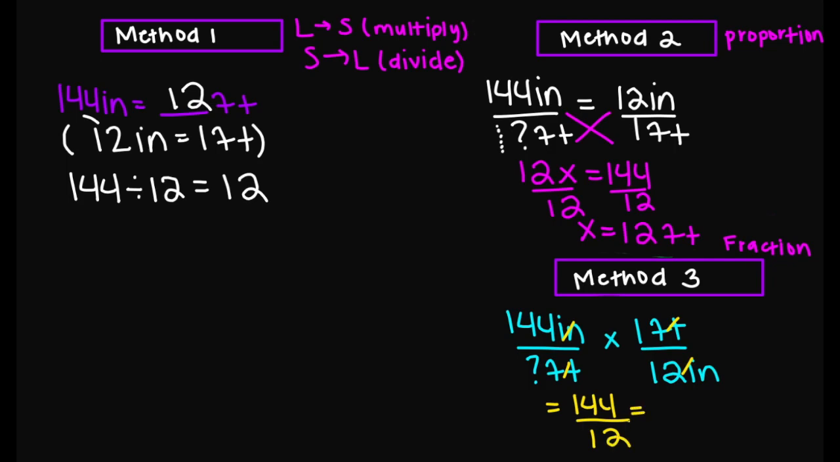So 144 divided by 12 again is also going to give you 12. And your missing unit here is feet, so you're going to get 12 feet as your answer as well. So for all 3 methods here, your answer is going to be 12 feet.